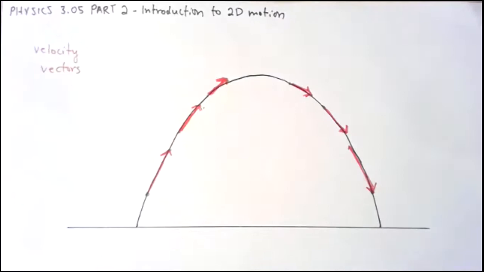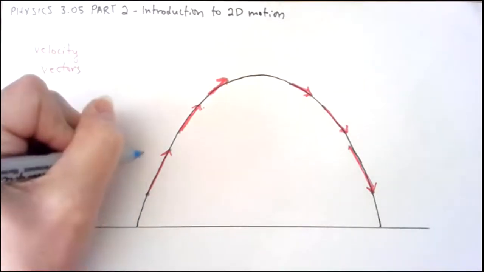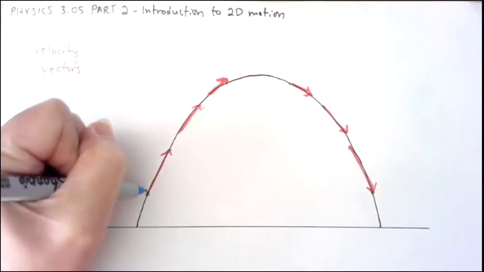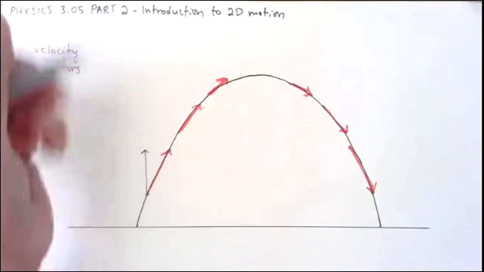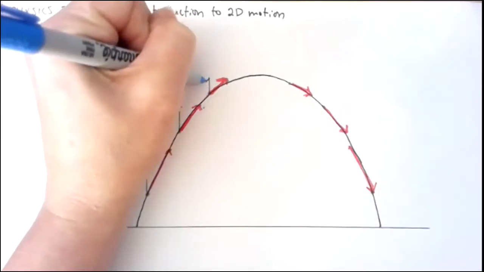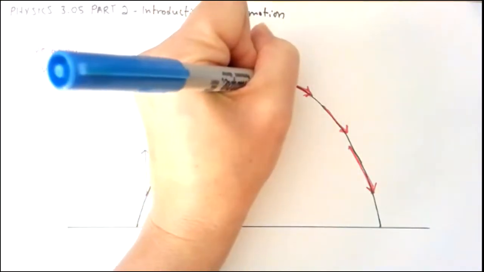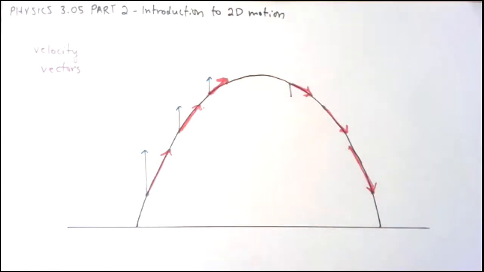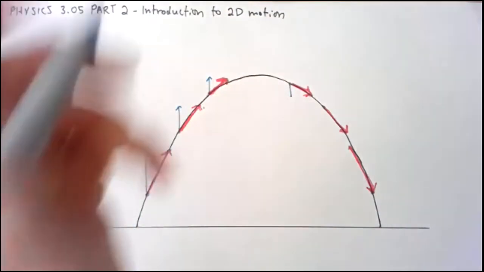So I want to resolve these vectors into their horizontal components and into their vertical components. Usually, when we draw in, we go head to tail. I'm going to do these a little bit differently this time. I want to draw in the vertical, and I want to draw in the horizontal separately. Let me make sure I'm doing this correctly. Yeah, this will work.